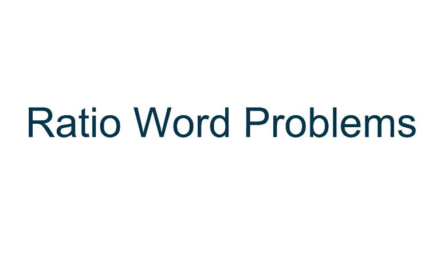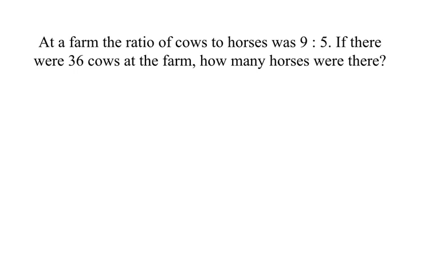Ratio word problems. We're going to use what we know about ratios to solve word problems. Let's look at this example. At a farm, the ratio of cows to horses was 9 to 5. If there were 36 cows at the farm, how many horses were there?